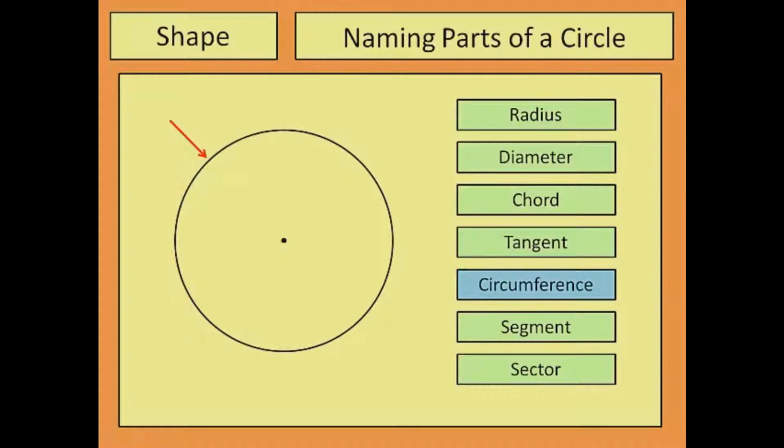Now the circumference is the distance all the way around the edge of the circle. So if you were to stand on the circle and walk all the way around, how far would you have walked? So it's simply the outside of the circle.